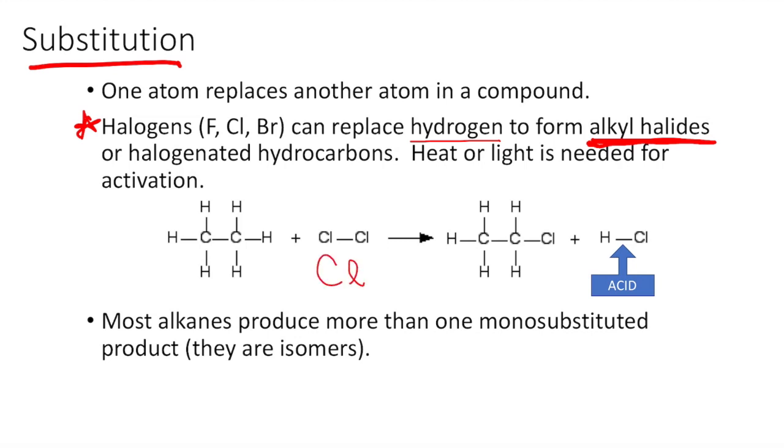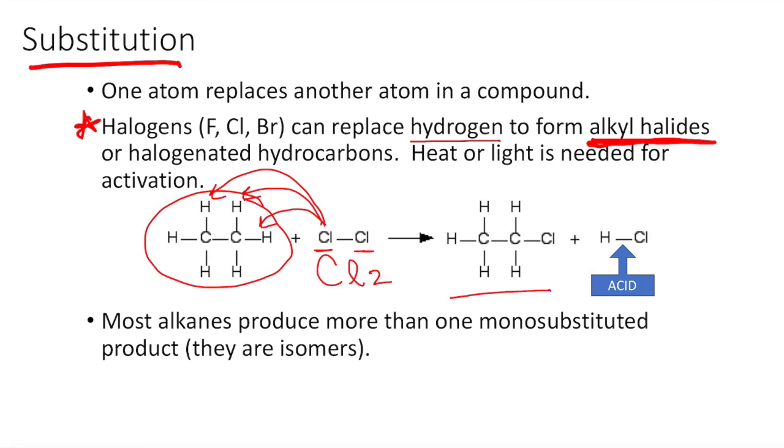You've got chlorine. Chlorine is diatomic, so that's why it's written here as two chlorines. And one of the chlorines is going to replace one of those hydrogens. In this case, it doesn't matter which one it replaces because all of these hydrogens are equal, which is why in this case, we're only going to get one product that's made. So the chlorine attaches and the hydrogen comes off and attaches to the other chlorine. So your product is going to be a mono-substituted alkyl halide as well as hydrochloric acid.